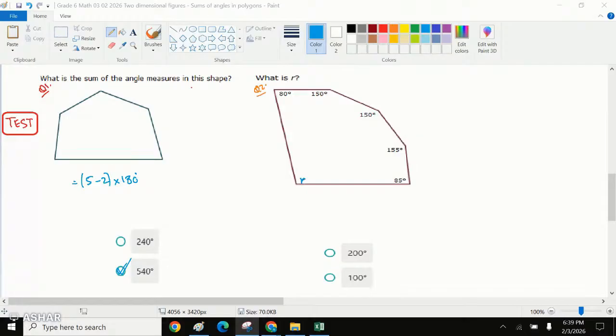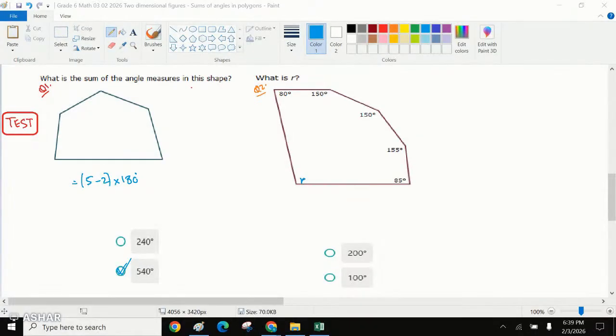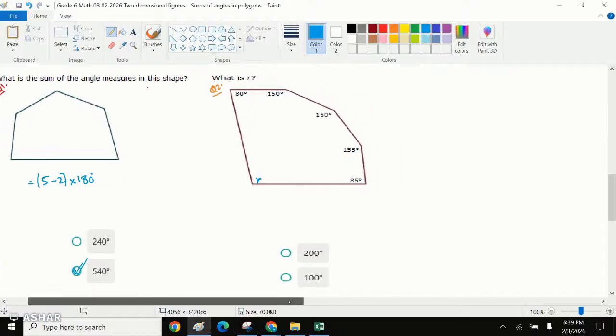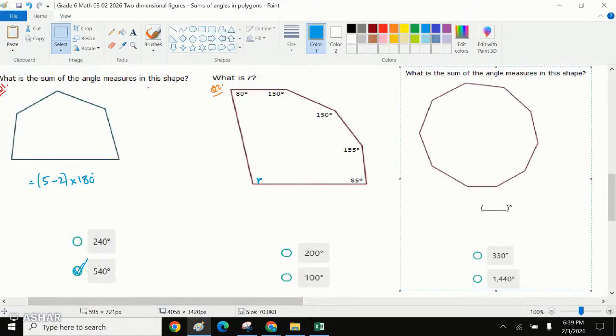I'll copy question number 3 also. Then I'll quickly do 1, 2, and 3. Okay. Prinsley, if this is our question number 3, I'll just write down the number of sides. 1, 2, 3, 4, 5, 6, 7, 8, 9, and 10 sides. Okay. In question number 3, we had 10 sides.